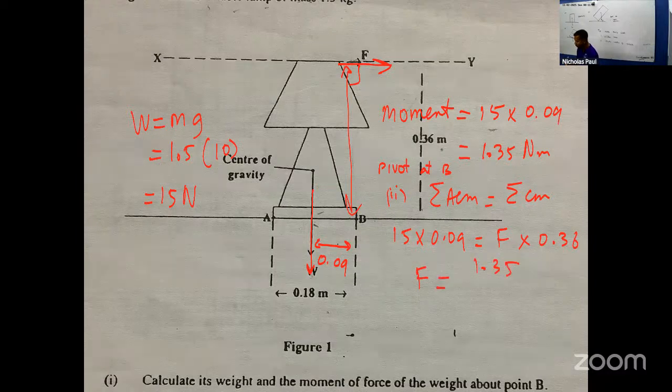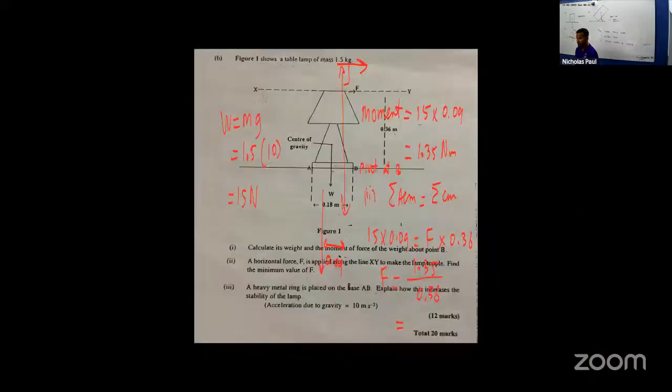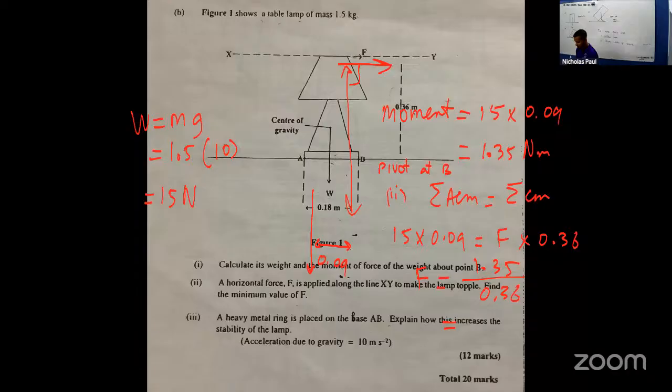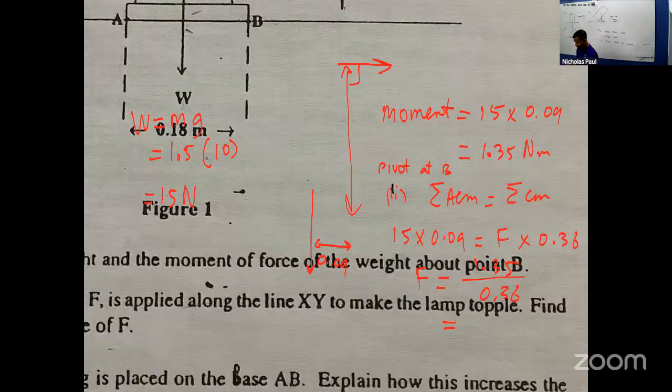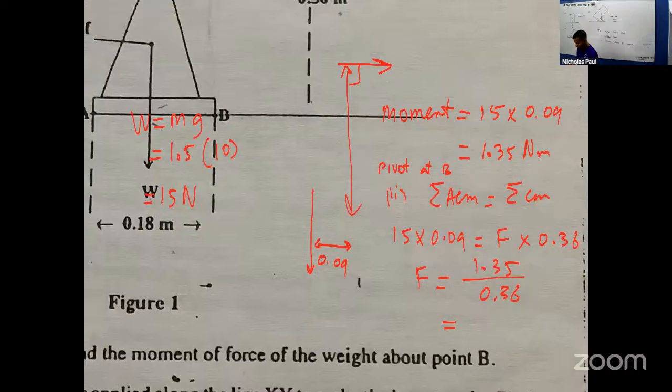So I have 1.35 over 0.36. How much is that? 3.75 newtons. So that is your principal moment.